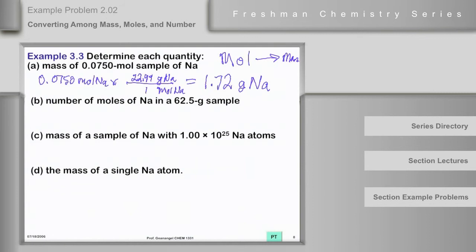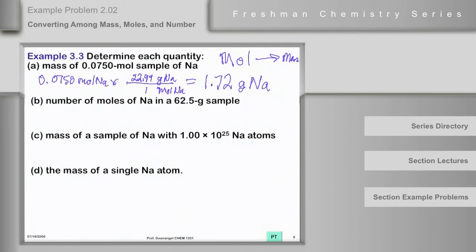Yes? How do you get 22.99 grams? Okay, it was on the previous slide, but it comes from the periodic table. I will come back to your question in a minute. That's a good question. Nothing wrong with the question, but it is the mass of 1 mole. Let me go ahead and finish these, and then I'll come back to that question.